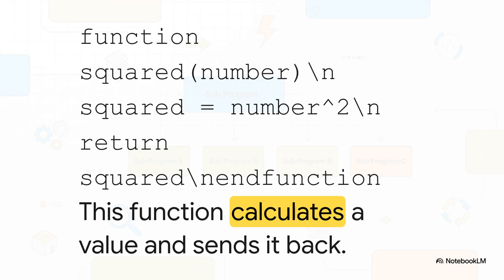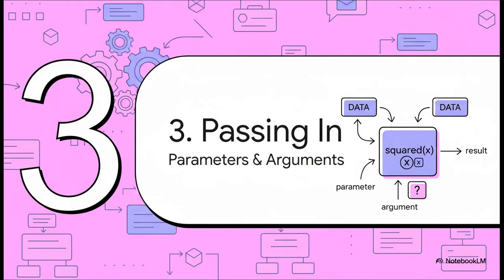Now, the part of the program that called the function can grab that result and actually do something with it. Okay, that's all great, but how do we actually get data into our subprograms? I mean, a squared function is pretty useless if we can't tell it which number to square, right? Well, this is where parameters come into play.